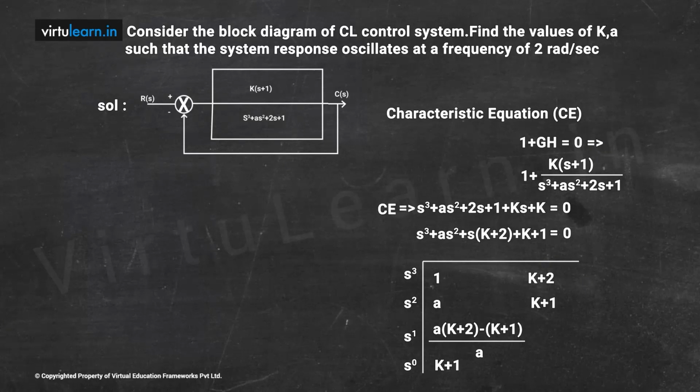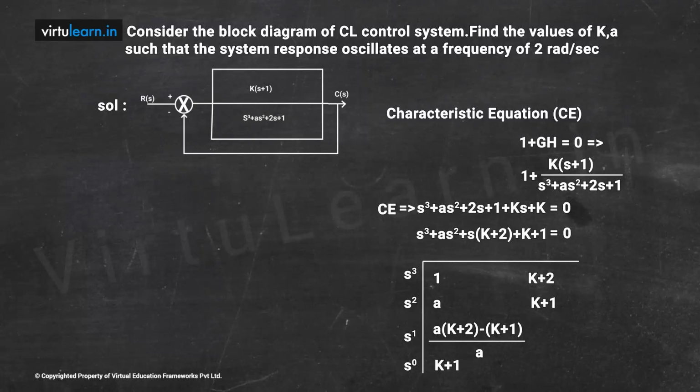So I have G(s), that is K into (s plus 1) divided by s cube plus a s square plus 2s plus 1. This is the G(s), and I have unity feedback with the negative. Now this is input R(s), the output is C(s). So this is the closed loop block diagram. In that I have open loop transfer function G H(s). G is K into (s plus 1) divided by s cube plus a s square plus 2s plus 1, and H is equal to 1. So we need to find K value as well as a value.